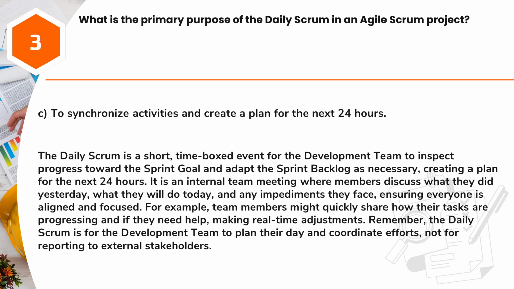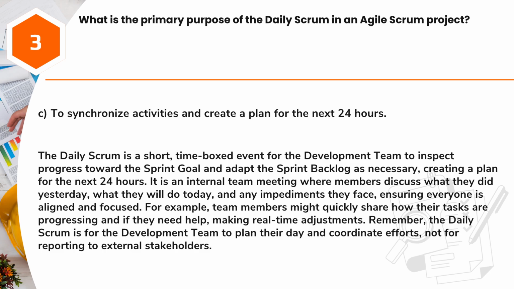Answer: C. To synchronize activities and create a plan for the next 24 hours. The Daily Scrum is a short, time-boxed event for the development team to inspect progress toward the sprint goal and adapt the sprint backlog as necessary, creating a plan for the next 24 hours.